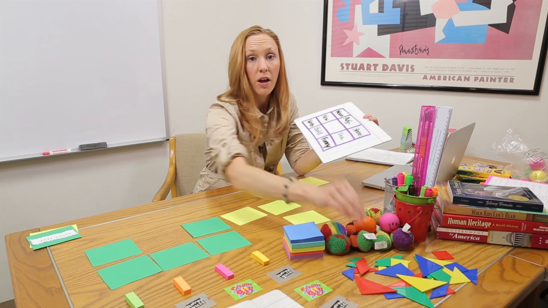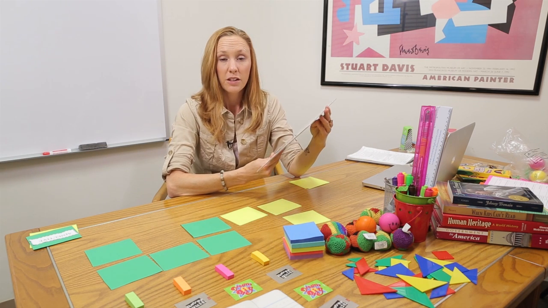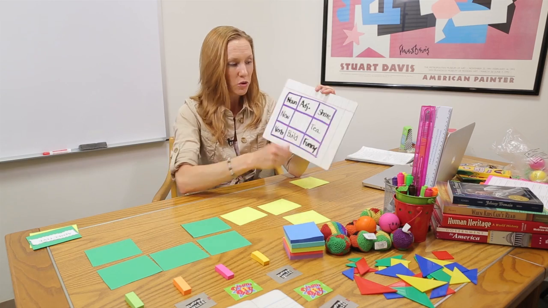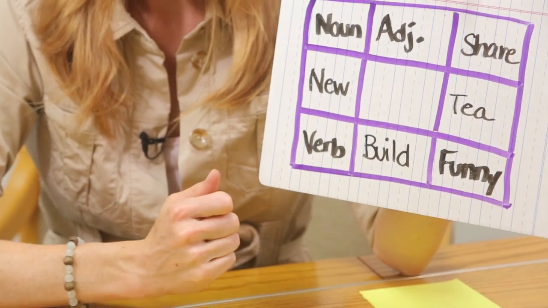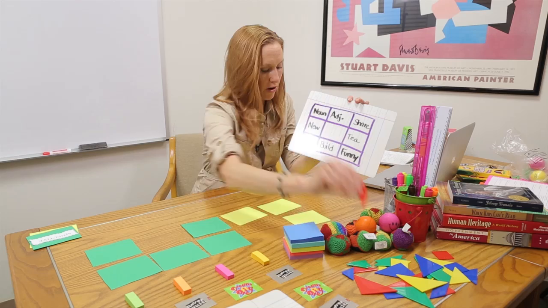If I call out, let's say I call out share, right? So even though share is on here, they're actually going to look for verb because that's a verb. So again, they'll mark on here, verb.